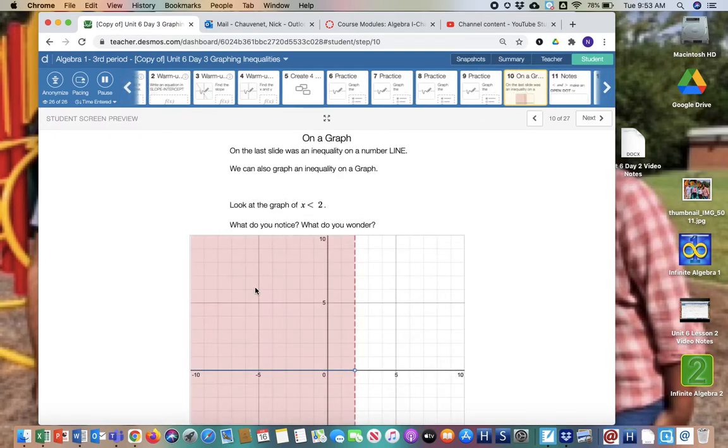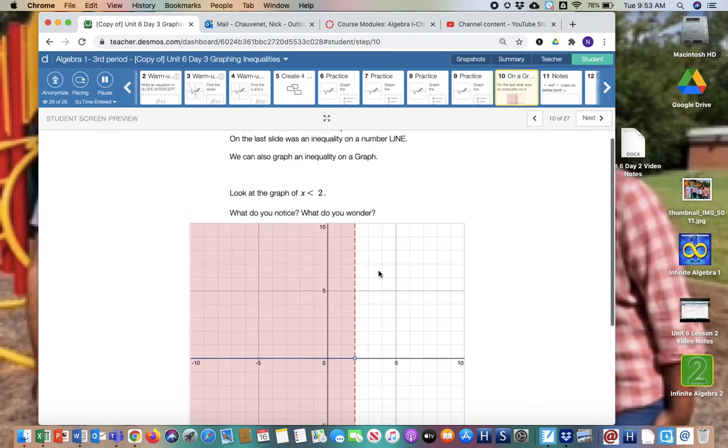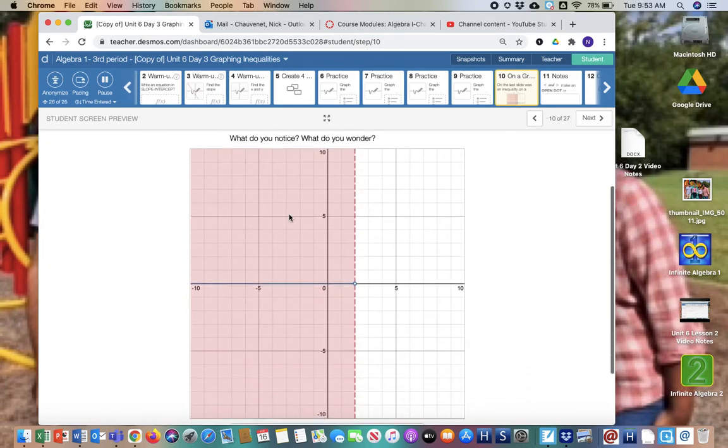Okay? All right. Now, on that whole slide and on all of that, that was on a number line, but we can also do this on a graph.